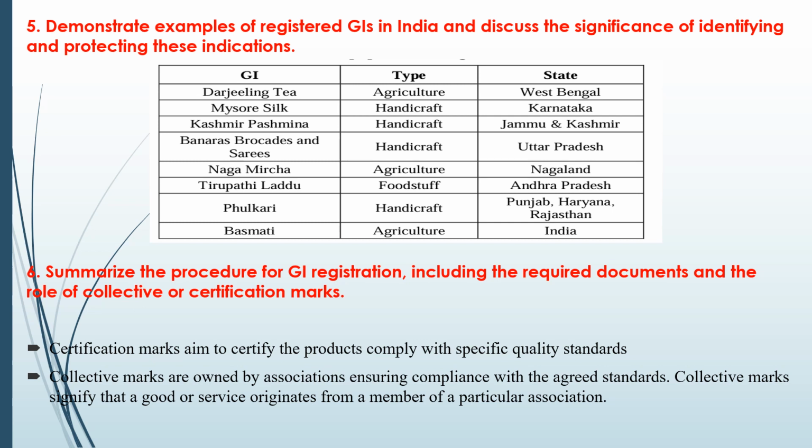Moving on to the next question, summarize the procedure for GI registration, including the required documents and the role of collective or certification marks. For GI registration, there is a flowchart which I'll be explaining. The role of collective or certification marks is to certify that the product has all the specific quality standards mentioned by the acts or laws or the eligibility criteria. And these collective marks will be owned by an association, which has to agree whether the product meets the standards. So it is forming an association to ensure that the standards are met.